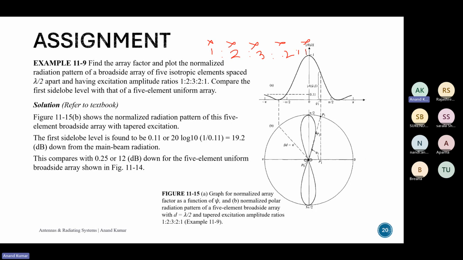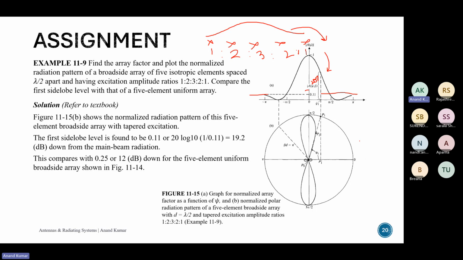So this is the ratio in which the magnitude of the current is 1:2:3:2:1. This is what is meant by tapering the magnitude of the current. So this is how the current distribution is among the elements. If you have this particular current distribution and then do the math, we will end up with an array factor looking like this. From the previous example, where we had almost 20% power inside the side lobe levels, now we have only 11% power in the side lobe levels. So this is what the example tells us.